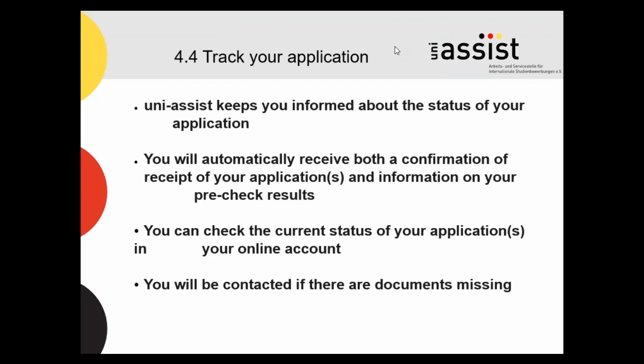Now, you can, of course, track the status of your application. We will always keep you informed about the status of your application. You will automatically receive both a confirmation of receipt of your application and information on the pre-check results. You can check the current status of your application in your online account, and of course you will be contacted if there are documents missing.